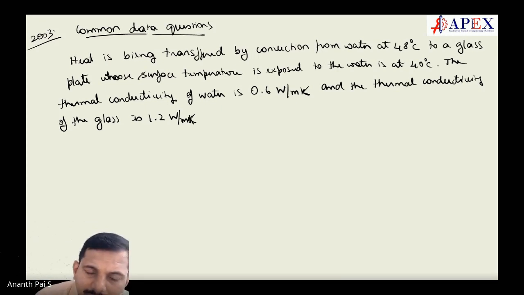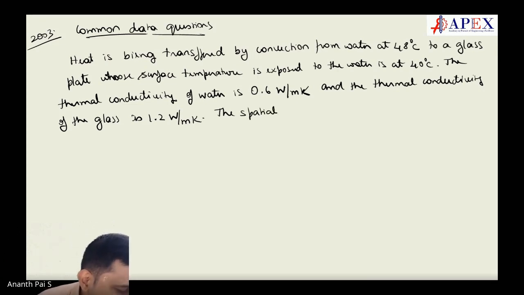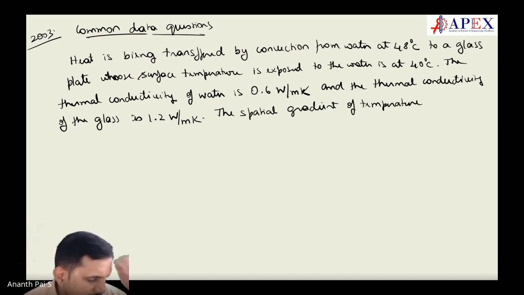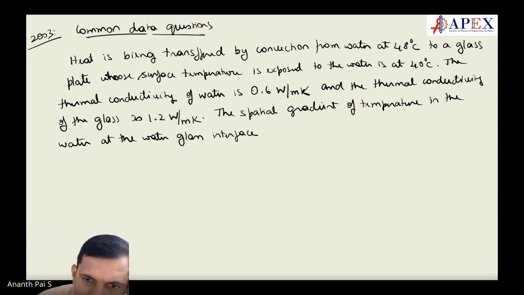The spatial, not the special, spatial gradient of temperature in the water at the water glass interface is dT by dy equal to 1 into 10 power 4 Kelvin per meter.